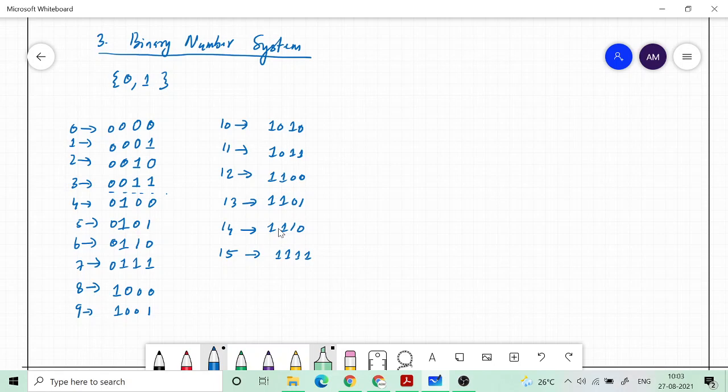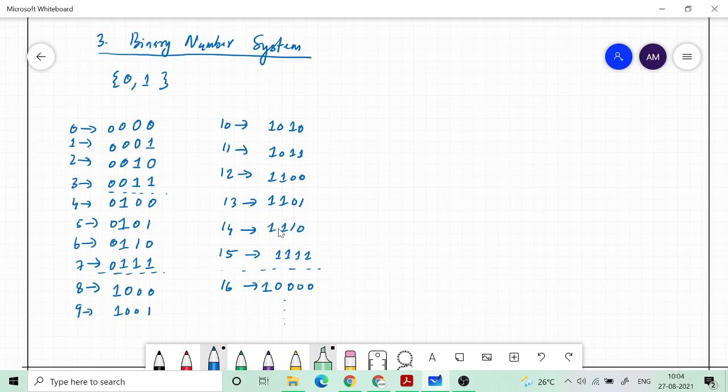Now if you want to go to the next number, we need to introduce one more position. So for 16, we will have 5 digits, and the last 4 digits are 0. And this goes on, so you can just continue this concept.